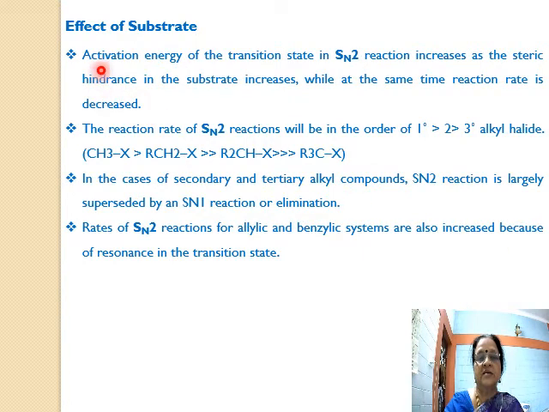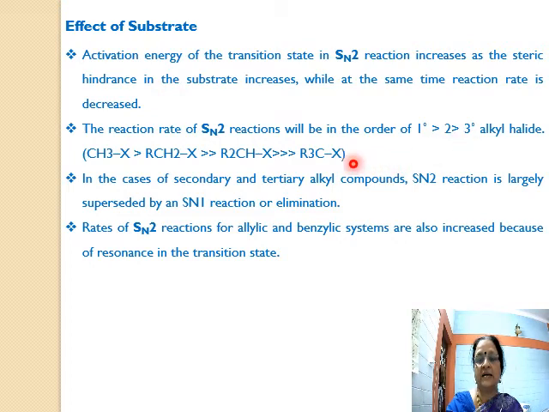Effect of substrates. Activation energy of the transition state in the reaction increases as the steric hindrance in the substrate increases, while at the same time the reaction rate decreases. And for SN2 reaction, the order of reactivity is that you will have to prefer primary alkyl halide rather than secondary, rather than tertiary, because it's very clear.